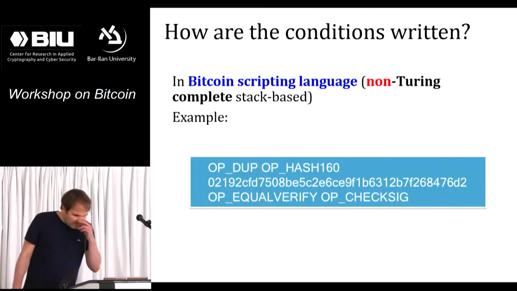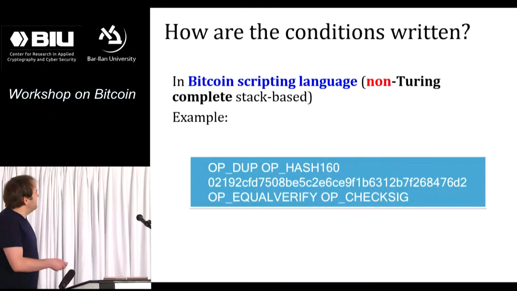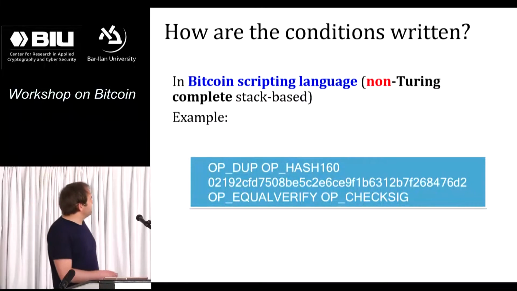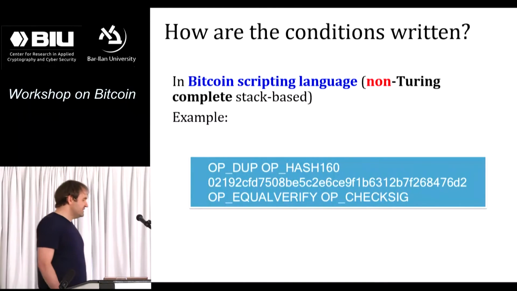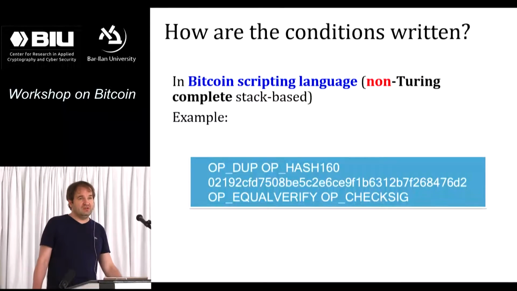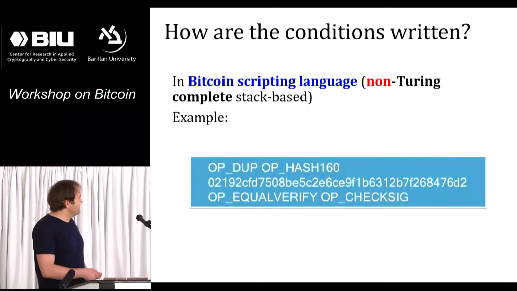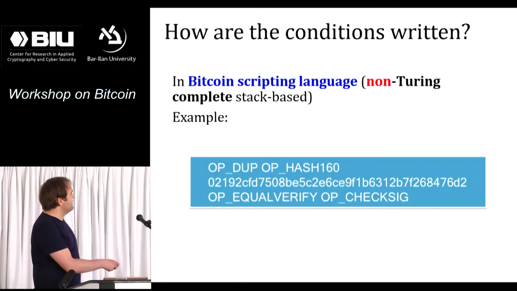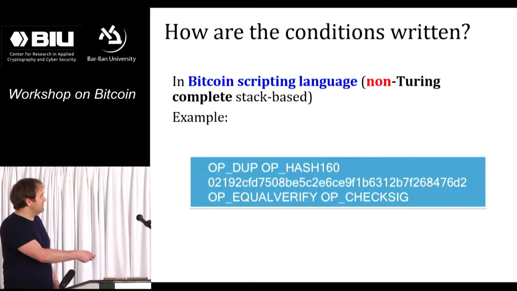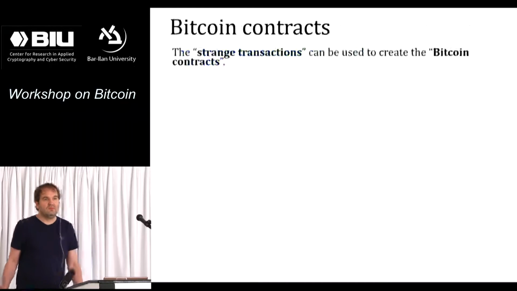Okay, so this is an example of something written in this language. This is actually a standard transaction, because standard transactions are also written using this Bitcoin scripting language, since it's just a particular case. And if you know a little bit of the stack-based thing, you can see something like duplicate, something called compute hash. They have some crypto primitives built in, like computing hash and checking signatures, and not much more.